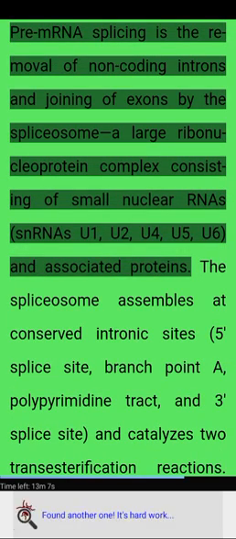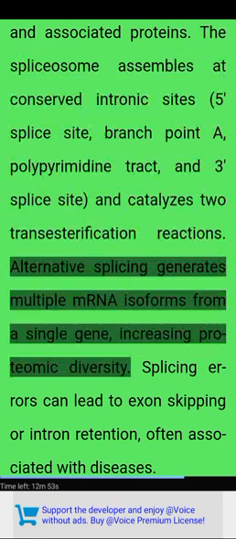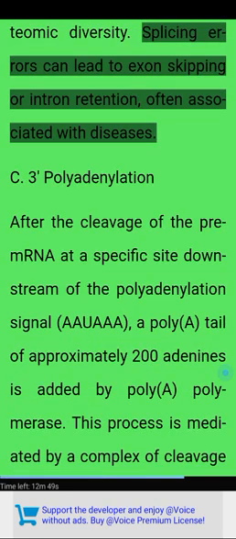B. Splicing. Pre-mRNA splicing is the removal of non-coding introns and joining of exons by the spliceosome, a large ribonucleoprotein complex consisting of small nuclear RNAs, snRNAs U1, U2, U4, U5, U6, and associated proteins. The spliceosome assembles at conserved intronic sites: the 5' splice site, branch point A, polypyrimidine tract, and 3' splice site, and catalyzes two transesterification reactions. Alternative splicing generates multiple mRNA isoforms from a single gene, increasing proteomic diversity. Splicing errors can lead to exon skipping or intron retention, often associated with diseases.